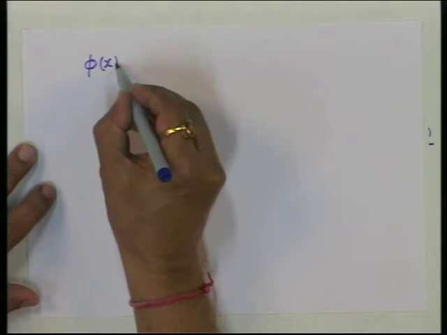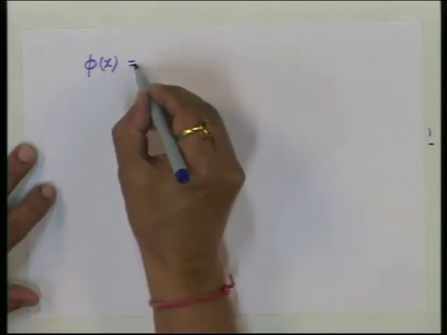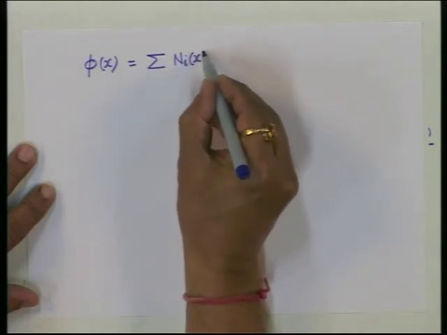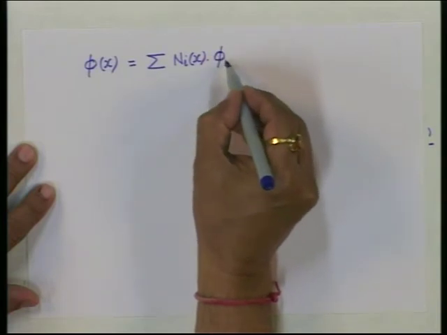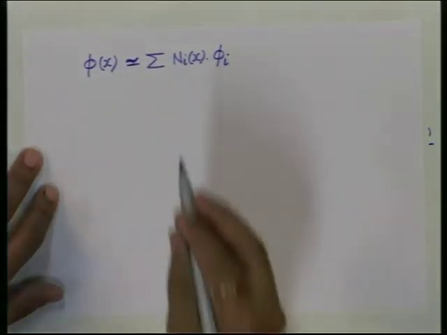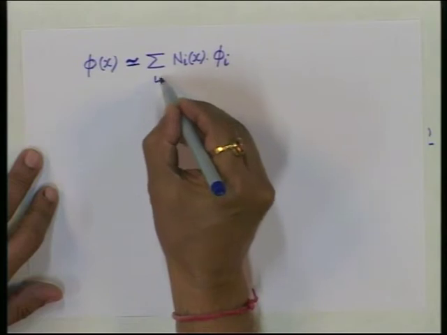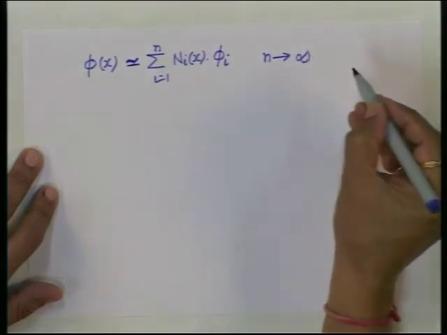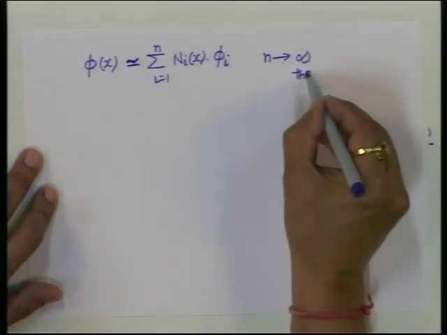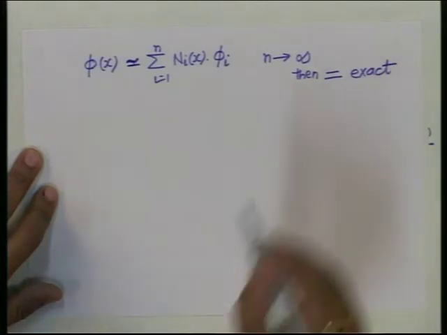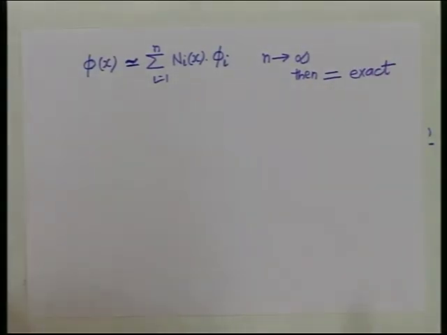Any general function phi, it can be one dimension, can be written as the sum of Ni times phi i. This is not an equal to sign, as I told you yesterday, this is approximately, because I will be only finite. I will be going from 1 to n. Of course, if n tends to infinity, then it will be exact. We cannot have that condition, therefore, it is always approximate. So, the number of data points are known. This is a very general description of Ritz's approach.